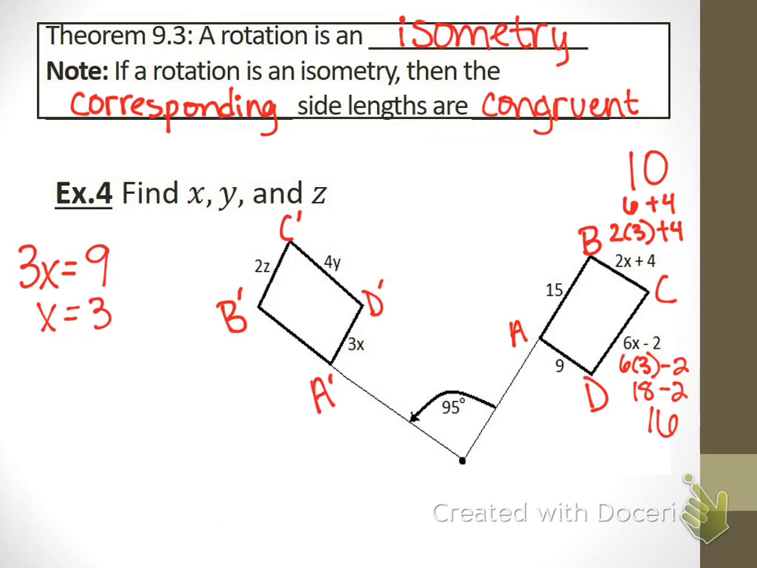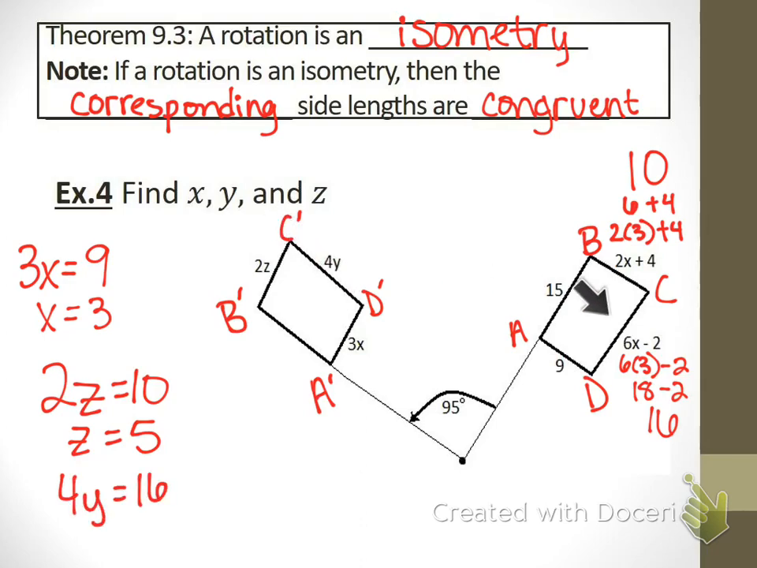So what is another equation I could set up that would help me find another variable? 2z equals 10. Good. B prime C prime should be equal to BC. So 2z should equal 10. z would equal 5. What's the other one? 4y equals 16. Again, C prime D prime should be the same as CD. y would equal 4. Questions, concerns, anything at all?